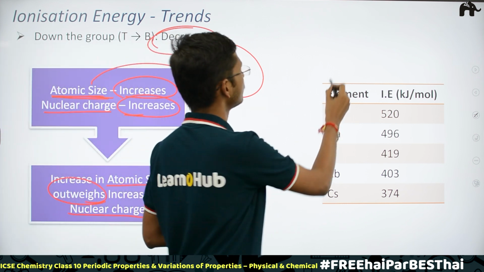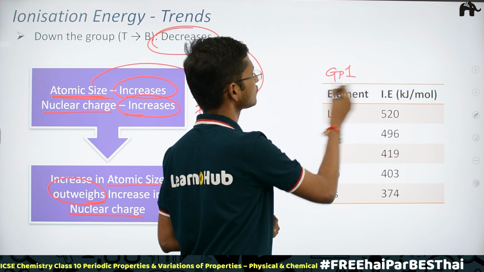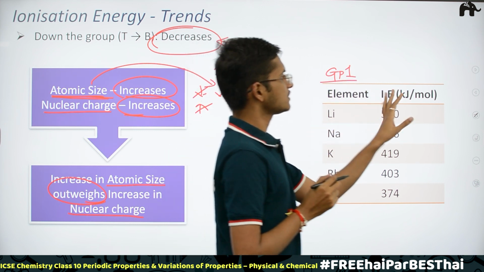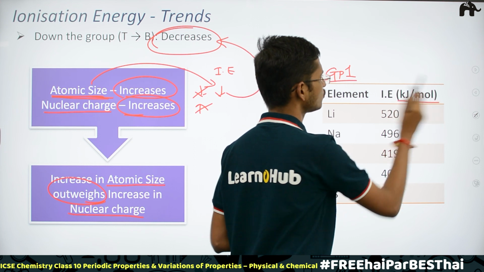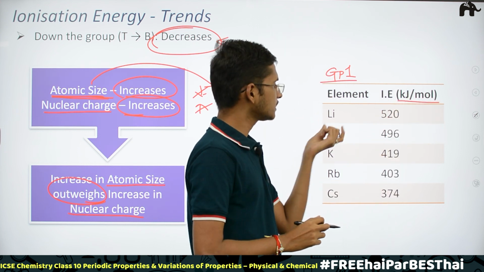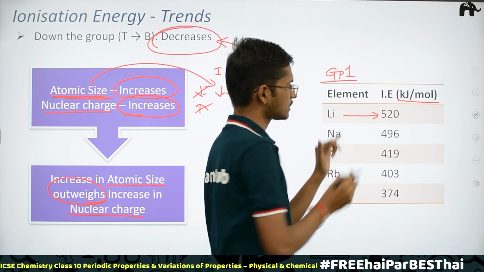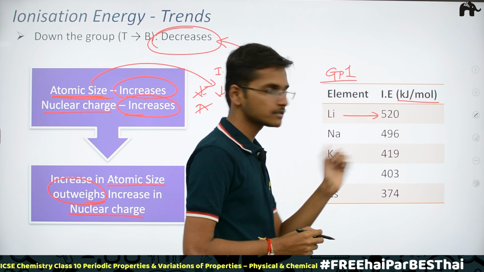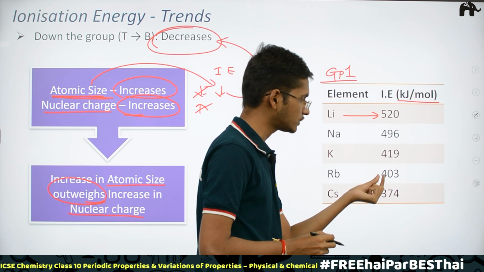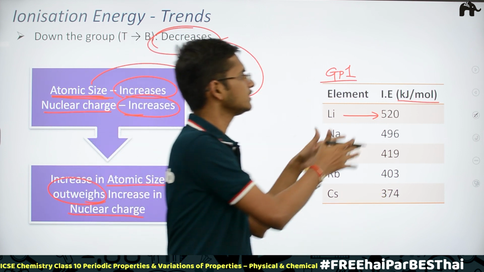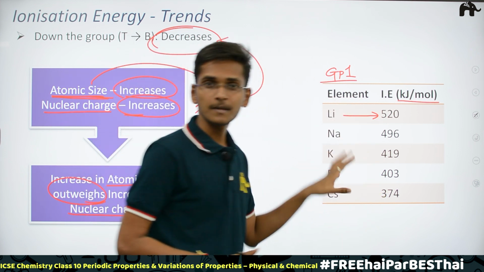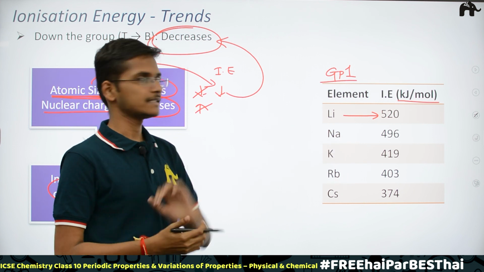Now, let's see an example. These are the group 1 elements. We all know what is happening to the ionization energy. Ionization energies are measured in kilojoules per mole, and you can clearly see lithium, sodium, potassium, rubidium, cesium have respectively the ionization energies 520, 496, 419, 403, 374. We can clearly conclude that ionization energy is decreasing from this example as well.